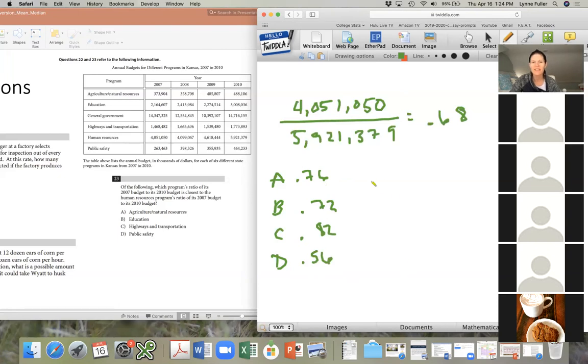So when I calculated out all the ratios, I found that A is 0.76, B is 0.72, C is 0.82, and D is 0.56. So which one is closest to it? It has to be B. So there you go. Okay, fine.